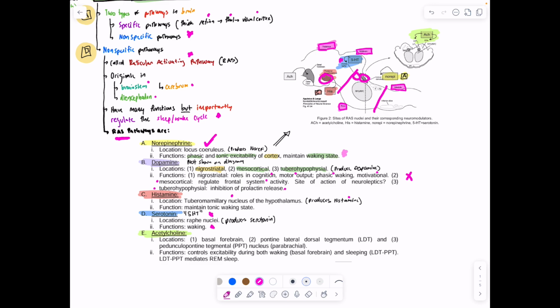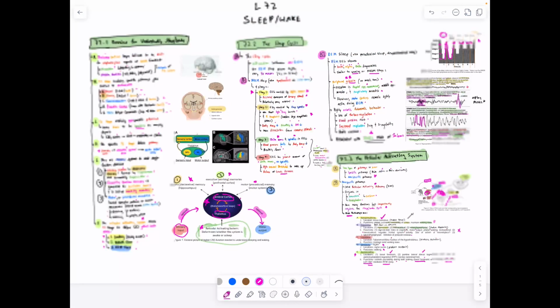And then acetylcholine is going to be produced by the basal forebrain, which is very important. And then the pontine lateral dorsal tegmentum, which we can see here. And then the pedunculopontine tegmental, aka PPT nucleus, and the functions of these are going to be controlling the excitability during both waking, the basal forebrain, and then sleeping, the lateral dorsal tegmentum and the pedunculopontine tegmental nucleus. All right, so these two, LDT and PPT, are going to be pro-sleep, and then the basal forebrain is going to be pro-awake.